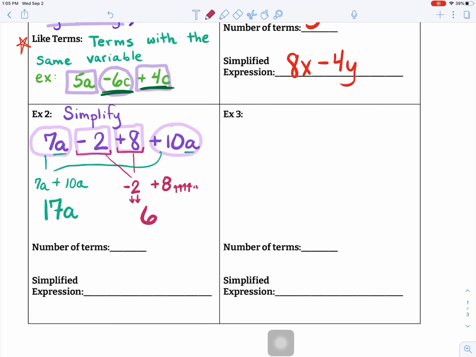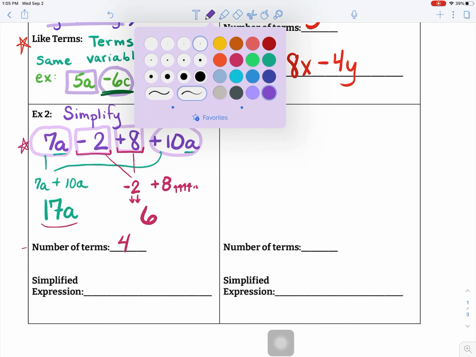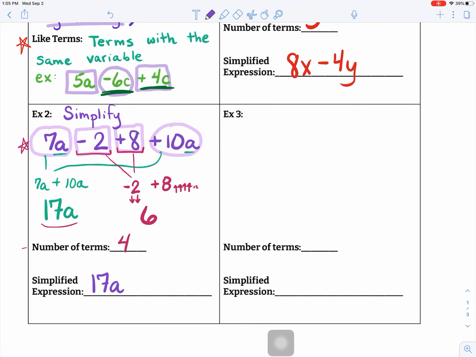Now, let's identify. In our original expression, we said we had 4 terms. In our simplified expression, we took those 2 A terms, 7A and 10A, and combined them to get 17A. So I'm going to write that, 17A. And then we took the 2 things that didn't have any variables attached. They're called constants, negative 2 plus 8, and we got a 6. Okay, but just like how the original expression is separated by plus and minus signs, if this is the second term and it's positive, I need to put a plus sign to show that it's separate from that 17A.